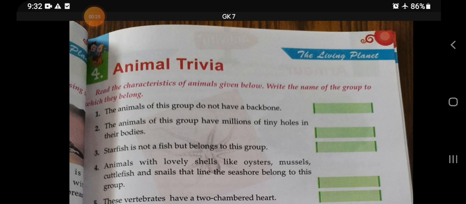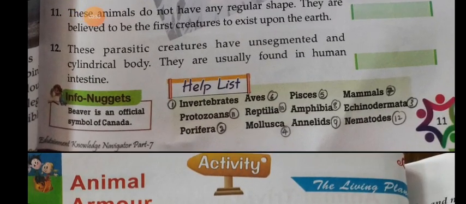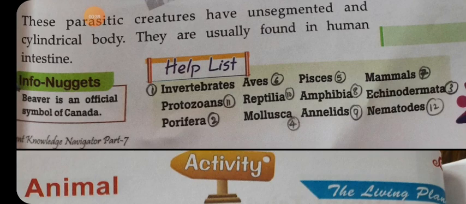Read the characteristics of animals given below. Write the name of the group to which it belongs. And answers are given at the end in the help list. We can read this. I will zoom this. First answer is invertebrates. Second one porifera. Third one it is echinodermata.